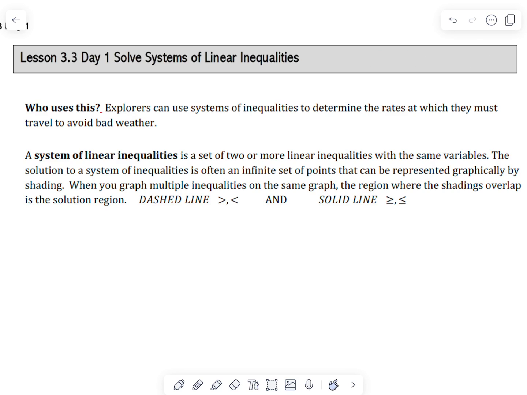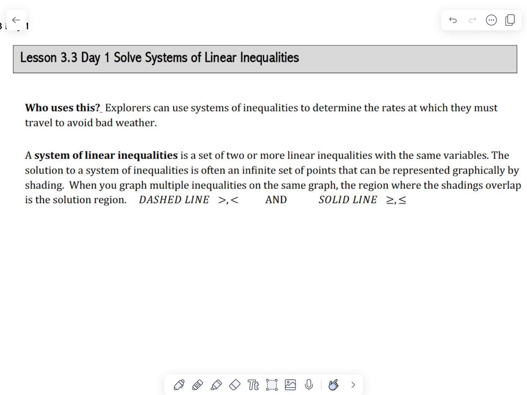Okay, this is solving systems of linear inequalities. We're going to be graphing two or more linear inequalities with the same variables. What we're going to do is some shading, and we want to see where the region overlaps, and that's going to be the solution.